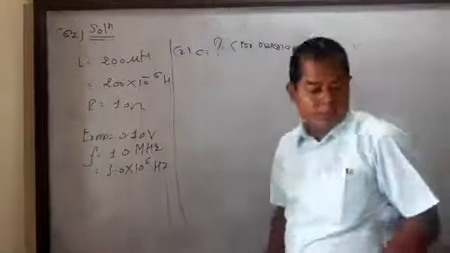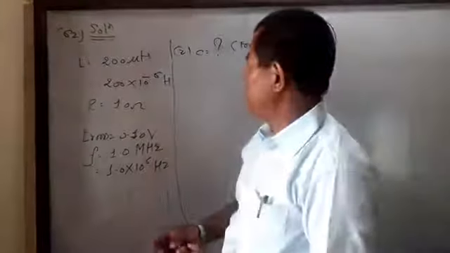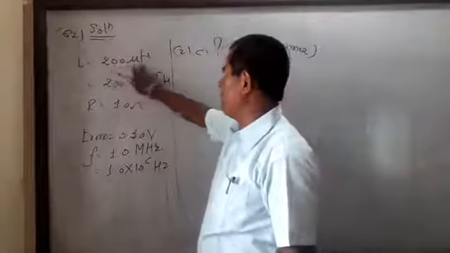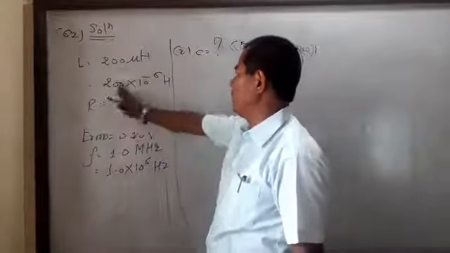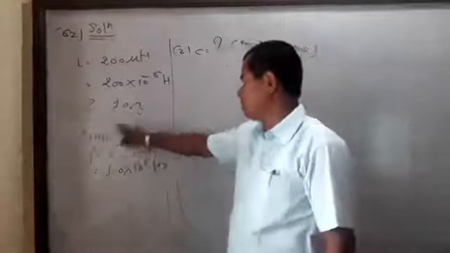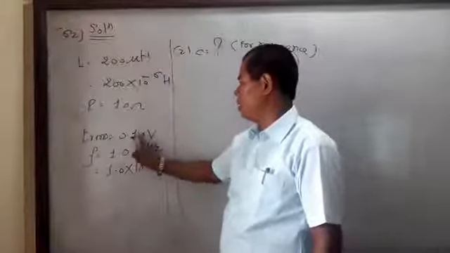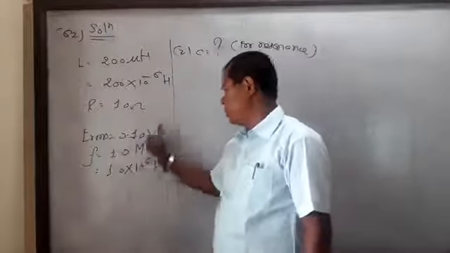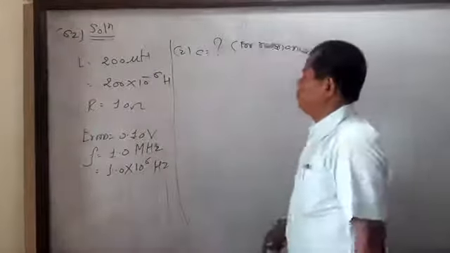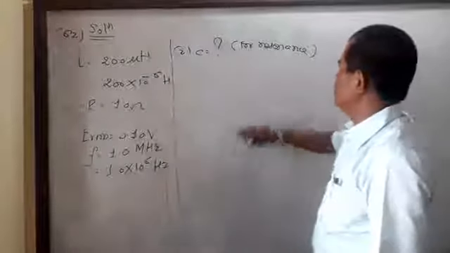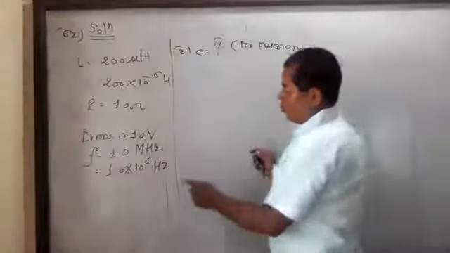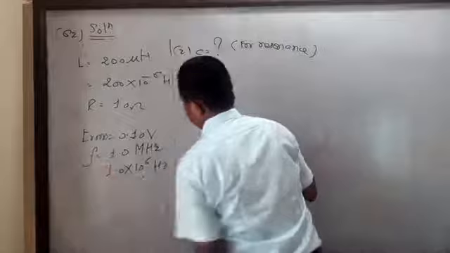Then listen to the question. There is given to us an inductor whose inductance value is 200 microhenry, meaning 200 into 10 to the minus 6 henry, and a resistor whose value is 10 ohm, and ERMS value of 0.10 volt, whose frequency is 1 megahertz, meaning 10 to the power 6 hertz. Then we have to find C for the resonating frequency.